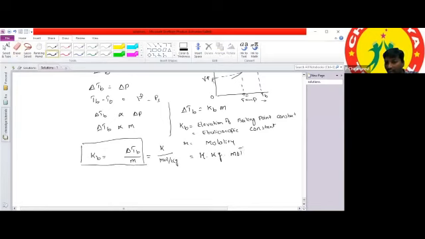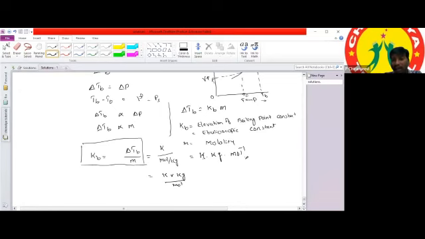Does anyone have a doubt here? How do you get Kelvin kg inverse? Here it is mole per kg, so kg is in the denominator of the denominator and comes to the numerator, divided by moles. If you simplify, we can write Kelvin kg mole inverse. Sometimes they ask for the units also. So the units of the ebullioscopic constant are Kelvin kg mole inverse.